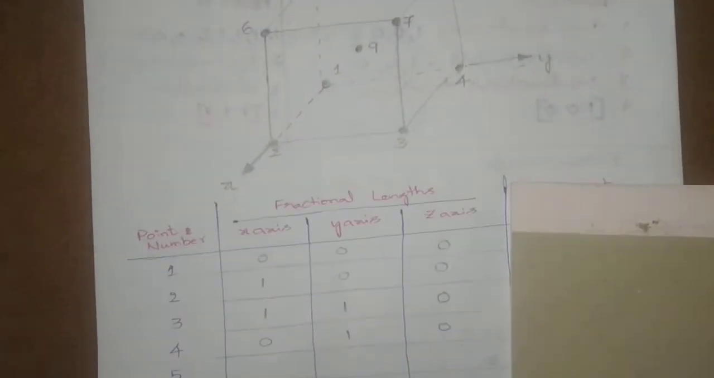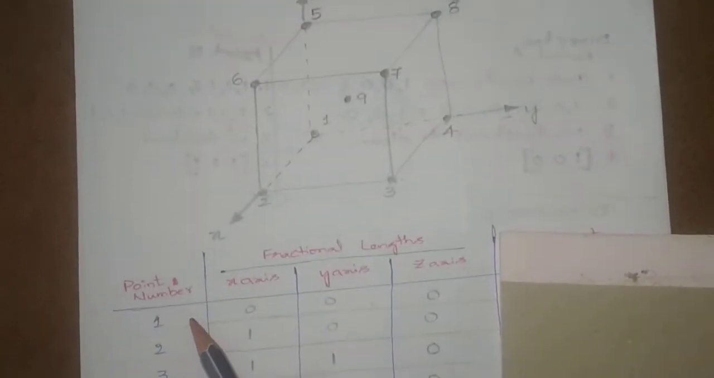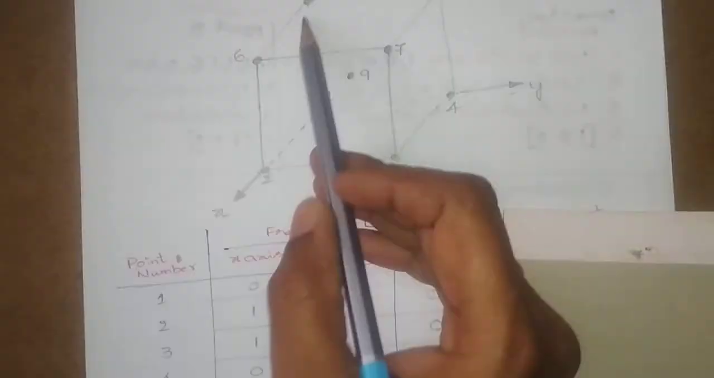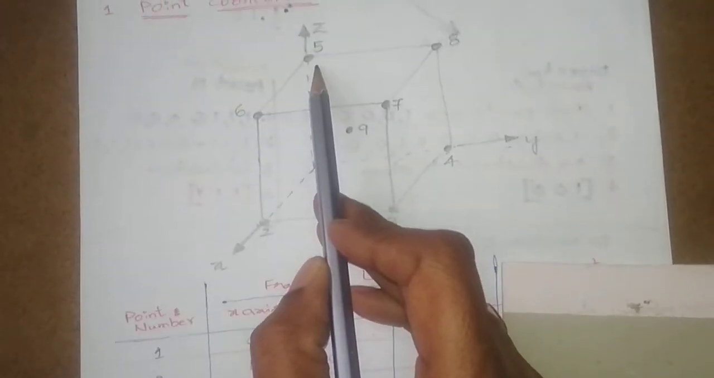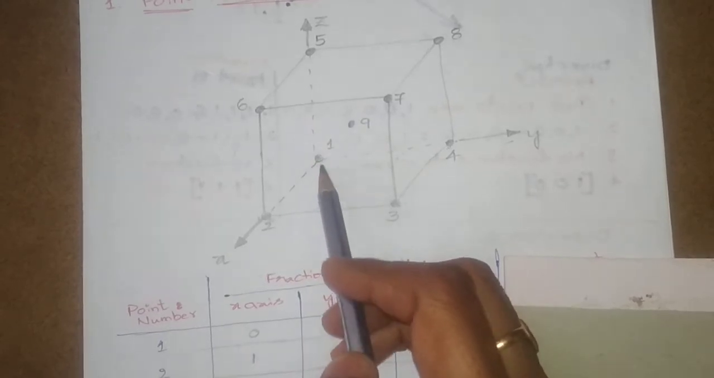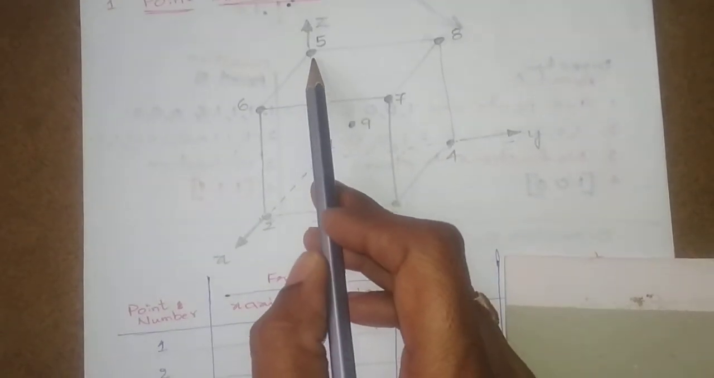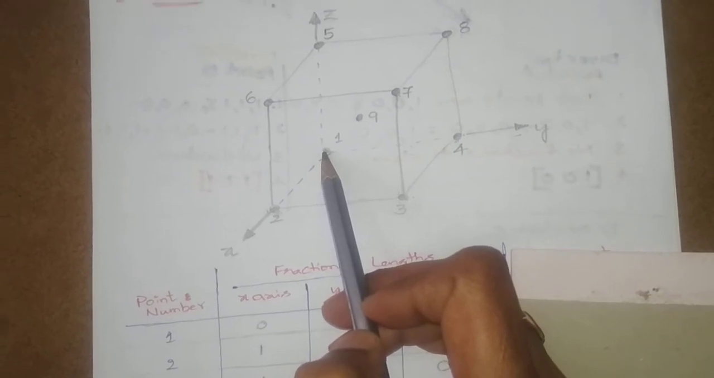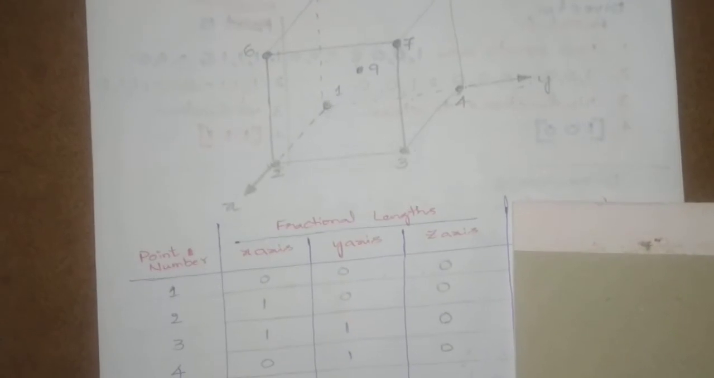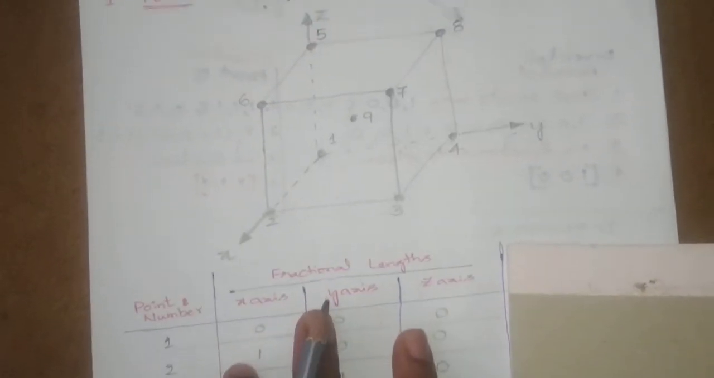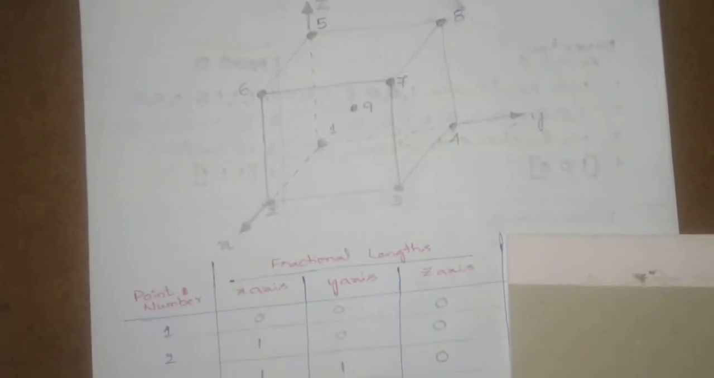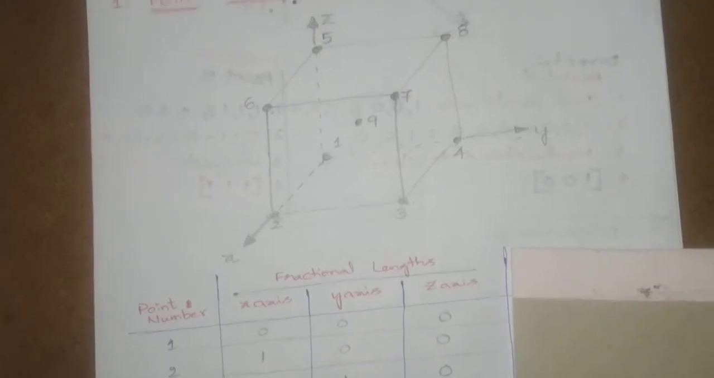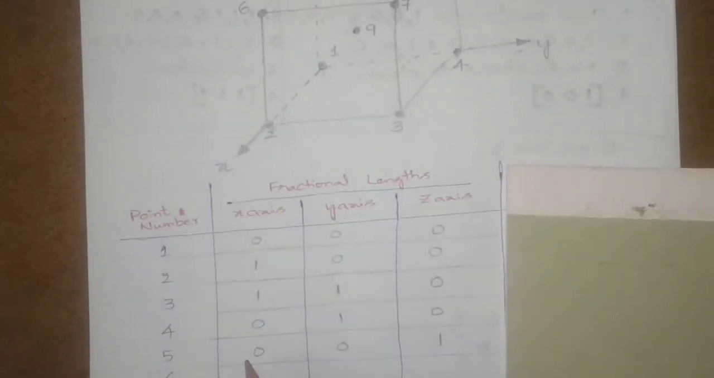Okay, next point 5. You can see point 5 is here. Point 5 is in the z direction. Okay, so you have to move 1 unit in the z direction. So x is 0, y is 0 and z is 1. Okay, so 0, 0, 1. You can see here 0, 0, 1.